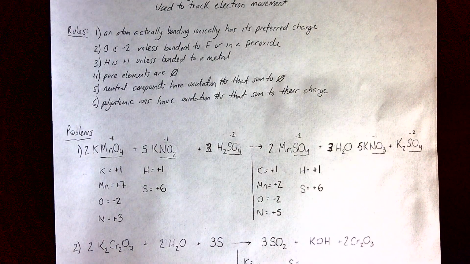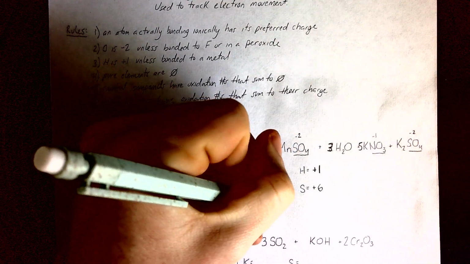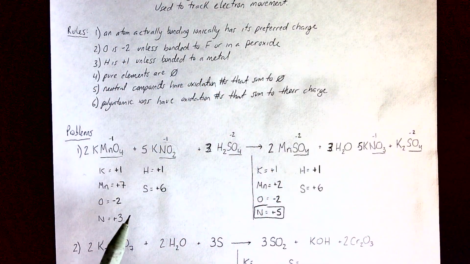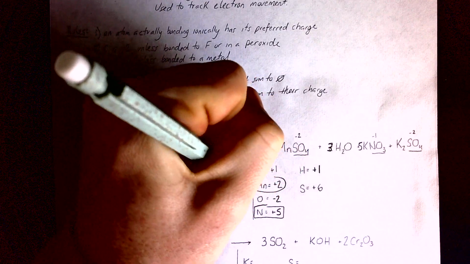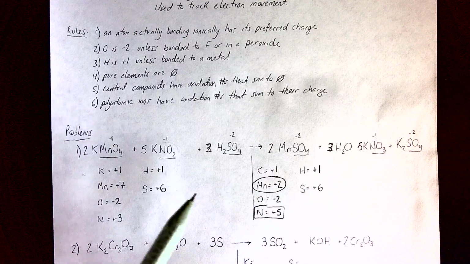When you're doing these types of problems, you want to look: did anybody's charge change? And if it did, we need to look for oxidation and reduction. Oxidation is when the charge increases. Reduction is when it decreases, reduces. We can see that nitrogen was oxidized. It went from +3 to +5, while manganese was reduced. Its oxidation number went from +7 down to +2.